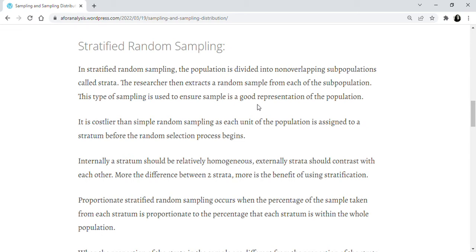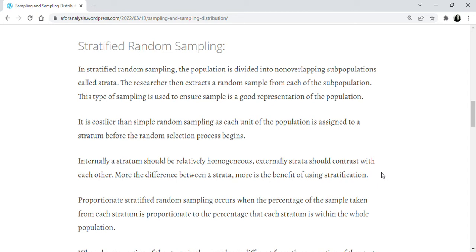Of course, it will be costlier because here we have to add some more human intervention, and we have to really make sure that we are getting units for every stratum. Internally, a stratum should be relatively homogeneous. Externally, the strata should contrast with each other.